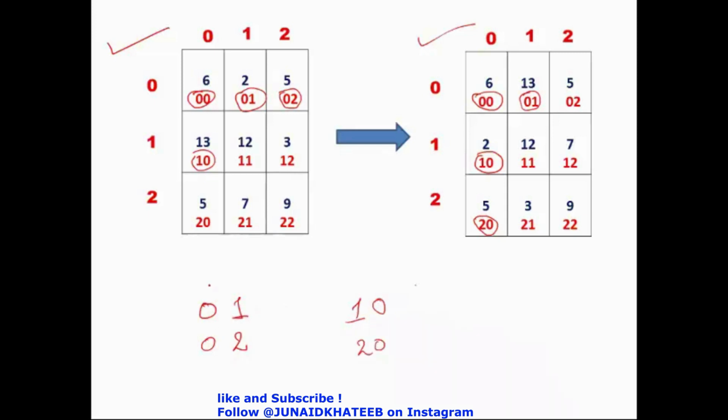Can I say if i is the row number and j is the column number, in that case, whatever is the value at index ij in the original matrix, that value has to go to index ji in the transpose. If you see, the value at index ij in the original matrix will be passed on to ji in the transpose.